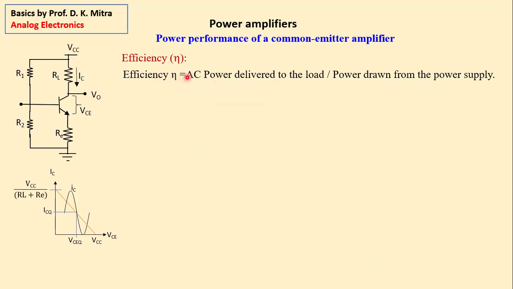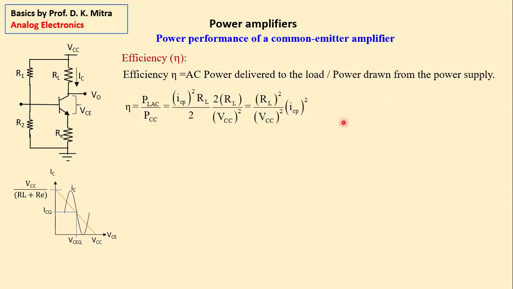Efficiency is given by AC power delivered to the load divided by power drawn from the power supply, right? And efficiency, that means, is PLAC by PCC. These are the equations PLAC and PCC we have found out earlier. This becomes like this. This is the efficiency.